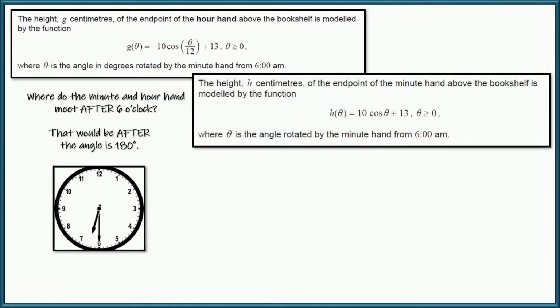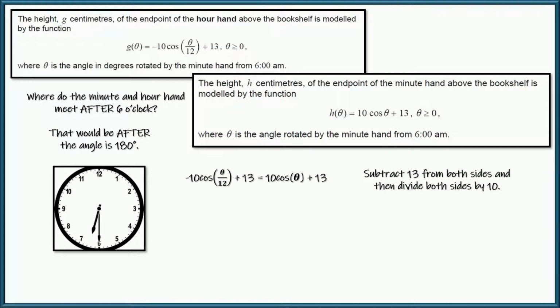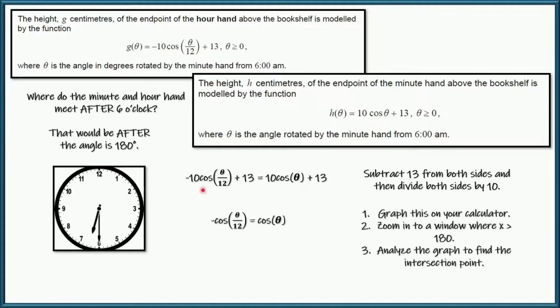We're going to end up graphing this right here, right? So here's the two pieces of information. I've put them here. They're not new. This is the function G, which is the hour hand, and this is the function H, which is the minute hand. Where do they meet after 6 o'clock? And we know it would be more than 180 degrees. So where they meet, well, you could just set the two equations equal to each other. Now let's subtract 13 from both sides, make those two things go away, and divide by 10. Just don't forget that this one's going to stay negative, right?